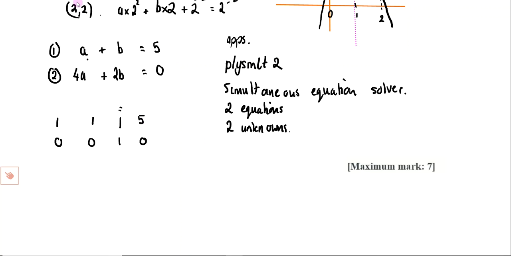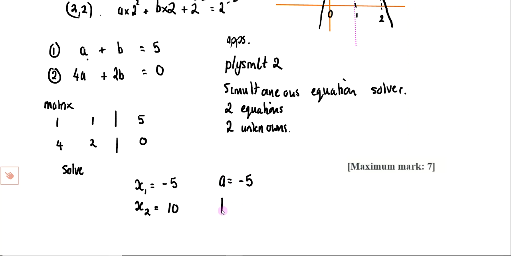Right. What's the next line supposed to be? Instead of a 0, it needs to be 4. Instead of the next 0, it needs to be 2. And this needs to be 0. And then what do you do? Solve. This is your matrix. Okay. And what do you end up with? So x1 equals negative 5. x2 equals 10. So what does that mean in terms of our A's and B's? A equals negative 5. B equals 10.